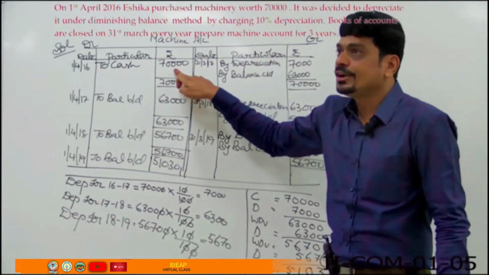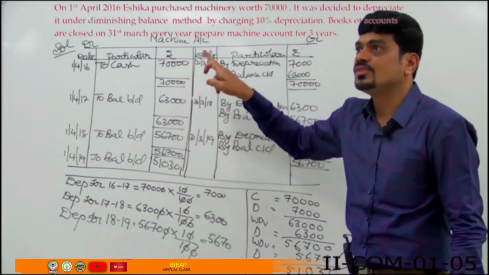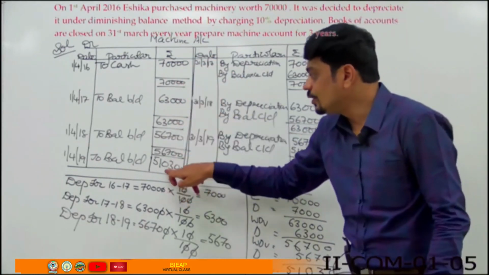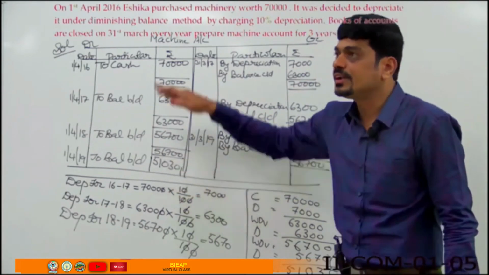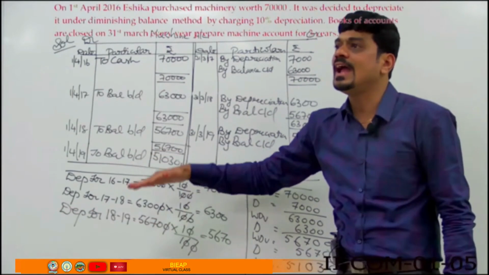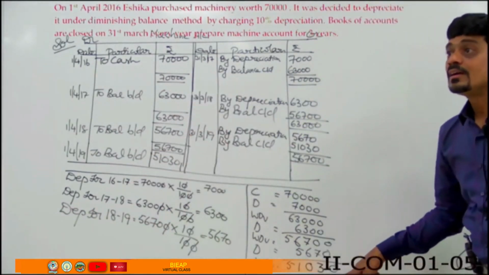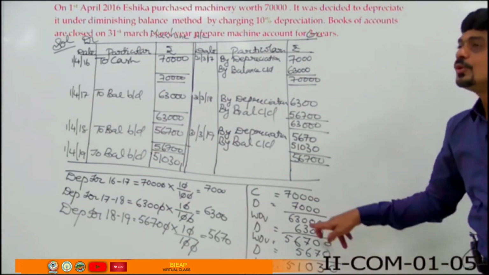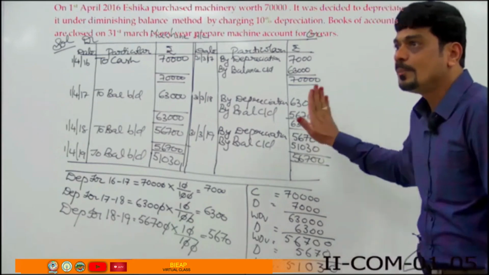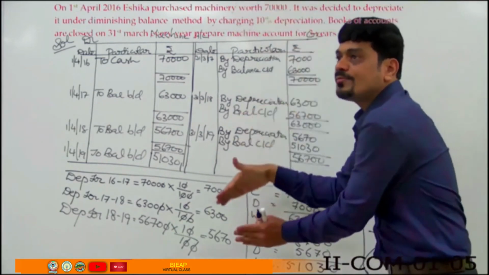First year we calculated on 70,000. Next year we calculated on 63,000. Then we calculated on 56,700. Then next, we'll calculate on 51,030. Like that, every year the depreciation amount will be decreasing, decreasing, and decreasing. This working will be the guiding tool for you. If you do it here and there, again I'm telling you, there will be a lot of confusion. So better adopt this method. Half page solution, half page working.